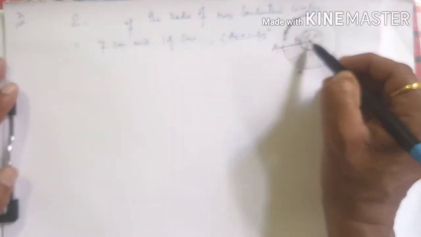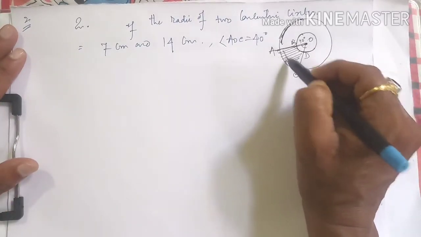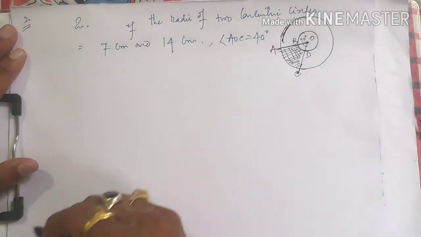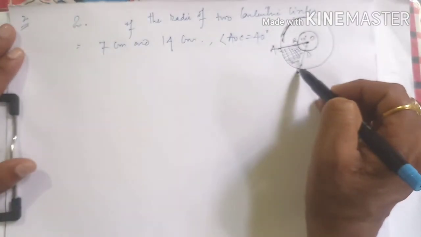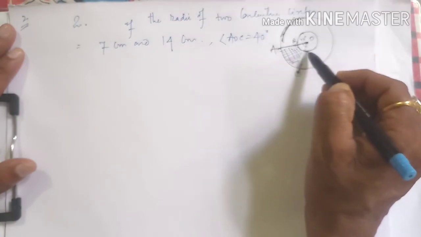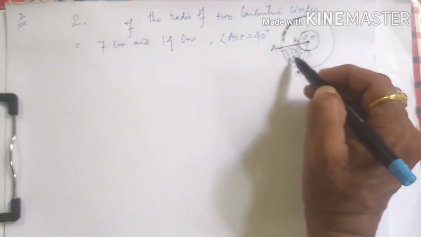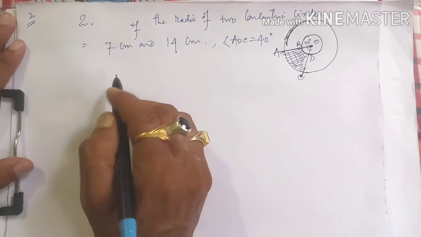Clearly you see students, OAC is a sector, OBD is a sector. We have to calculate this section. That means area of OAC sector minus area of OBD sector. Then easily we can find the area of the shaded region. So find here.